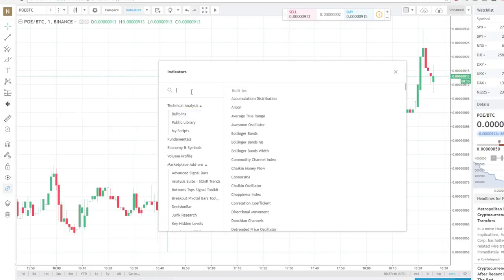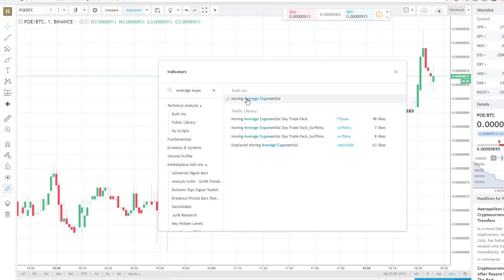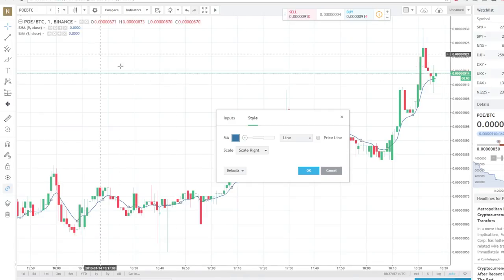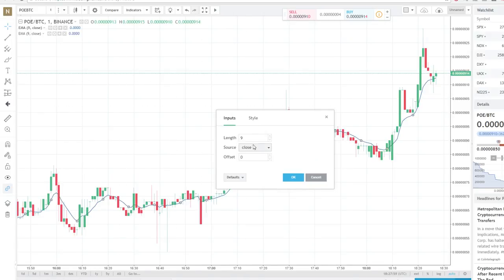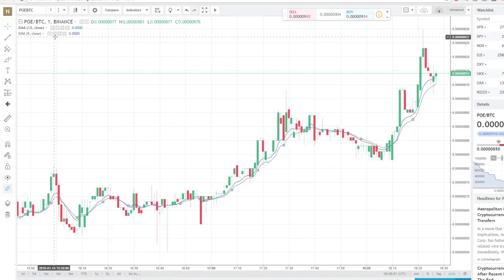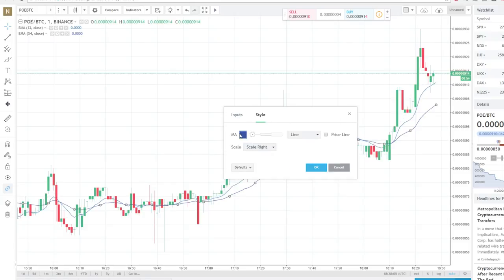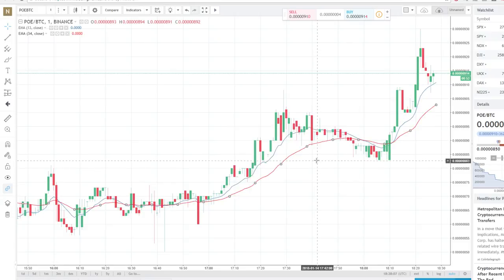You need two exponential moving averages. Okay, so you need two of these right here. You put one of them at 13, the other one at 34. And let's make this red. Red usually shows bad, right? And blue is good, red is bad.